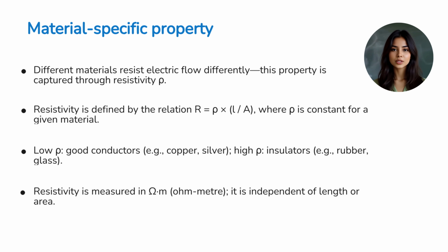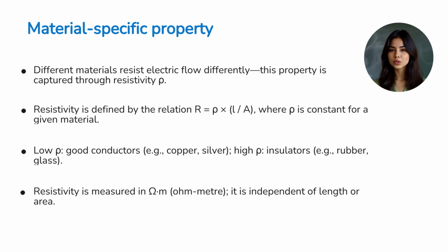Hey there, science enthusiasts! Have you ever wondered why wires are made of copper and not, say, rubber? That's because different materials resist the flow of electricity differently, and that special behavior is captured by a property called resistivity, denoted by the Greek letter ρ.